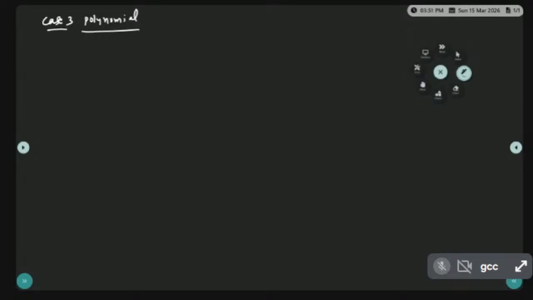Okay, next problem. Solve b square plus 3 b into d dash.